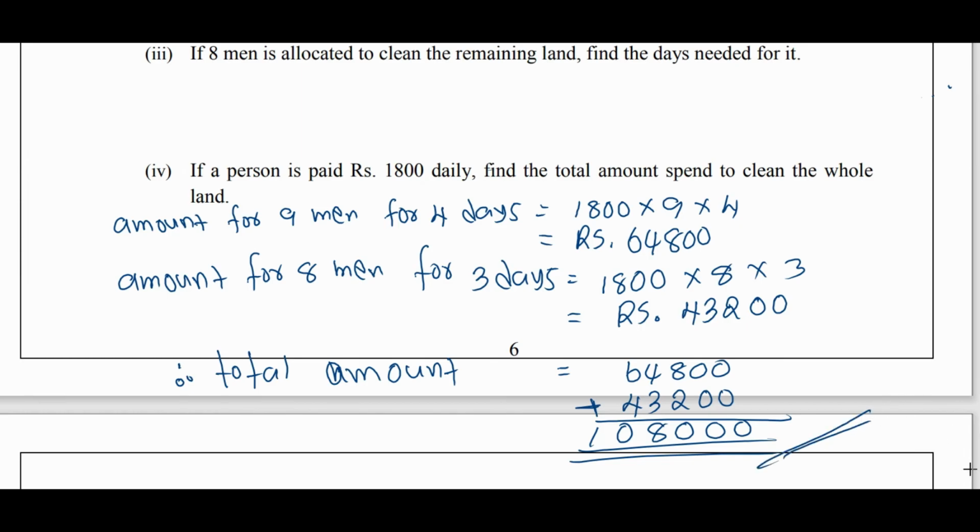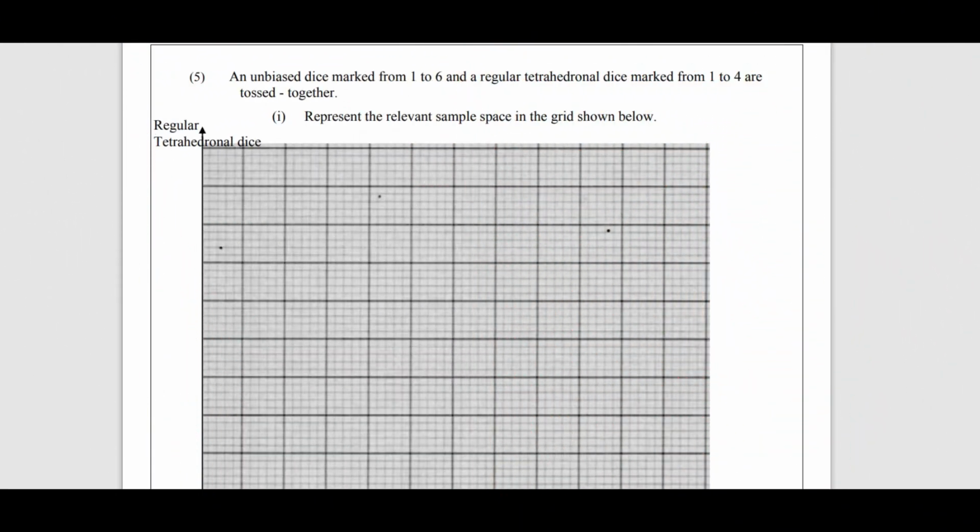This is the total paid amount. Let's try the fifth and the last question. This is also a very easy one. An unbiased dice marked from 1 to 6 and a regular tetrahedral dice marked from 1 to 4 are tossed together. Represent the relevant sample space in the grid shown below.